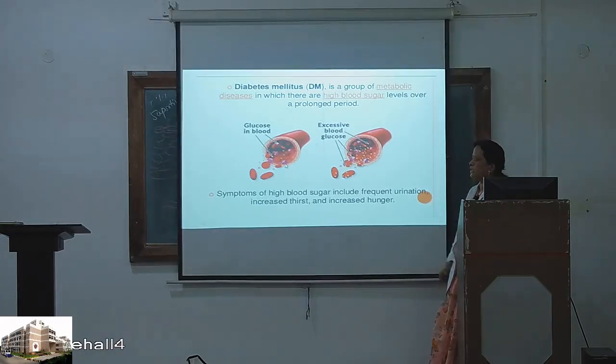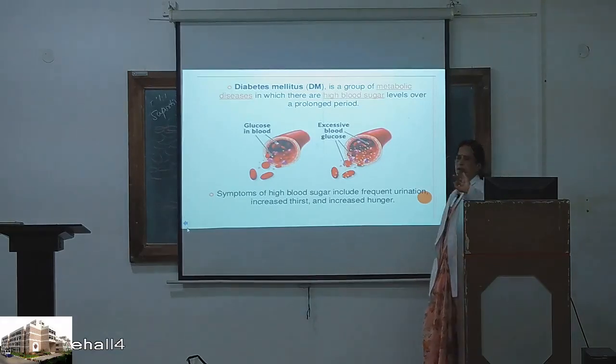So just look at this pictorial depiction. This is glucose in the blood. Normally, how much is there? You can see the dotted structures there. And what happens in hyperglycemia? See, there's so much of glucose here. So symptoms of high blood sugar include frequent urination, increased thirst, and increased hunger.